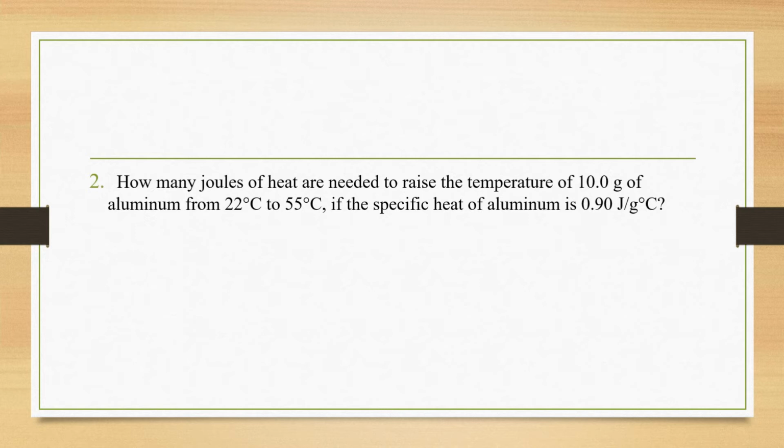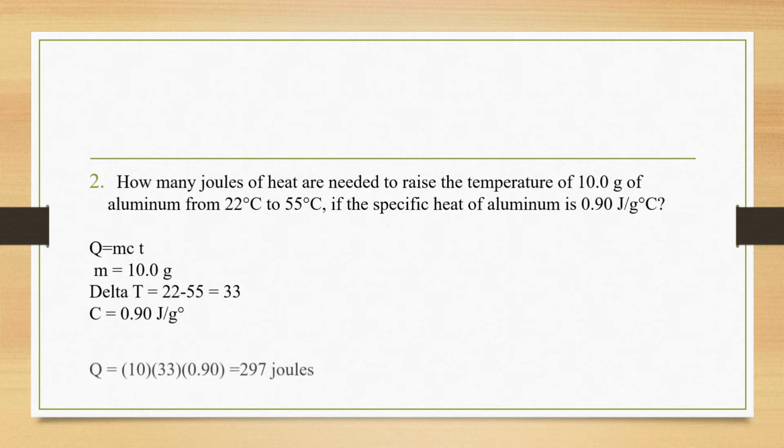How many joules of heat are needed to raise the temperature of 10 grams of aluminum from 22 degrees Celsius to 55 degrees Celsius if the specific heat of aluminum is 0.90 joules per gram per degree Celsius? Q equals mC delta T. Mass is 10 grams, looking for grams. Delta T is equal to 22 minus 55. We always use a positive value. C, which is the specific heat, is 0.90. So Q equals mC delta T, 10 times 33 times 0.9 equals 297 joules.